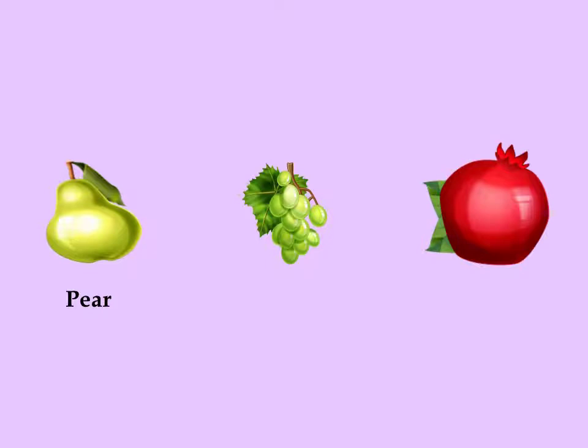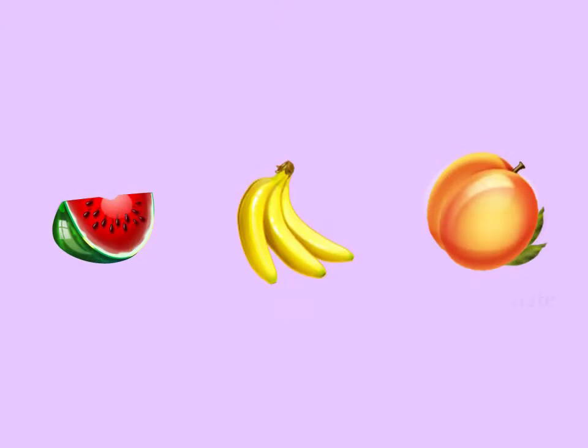It's a pear. The second picture, they are grapes. They are grapes. Next one, what's this? It's a pomegranate. It's a pomegranate. So what's this? It's watermelon. Watermelon.